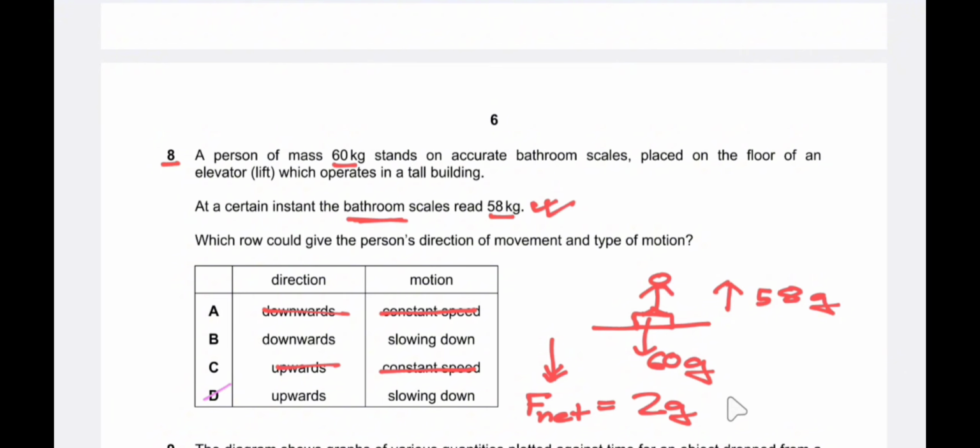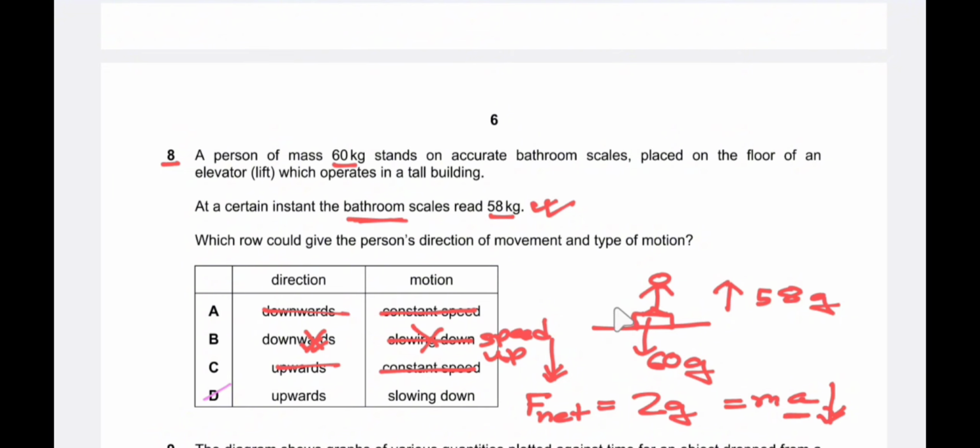Now resultant force is equal to mass times acceleration, and since the resultant force is downward, the acceleration is downward. As acceleration is downward, if he is moving downward, then he must accelerate, that is speed up. But here it is given that he is slowing down, that's why this option is wrong. If he were speeding up, then this option would be correct. But since he is slowing down, this is wrong.